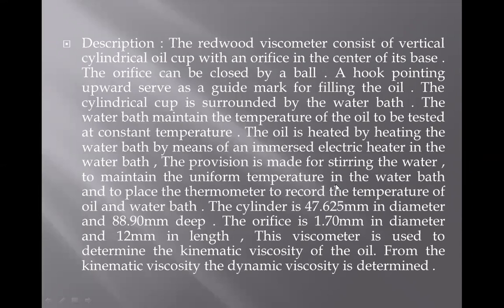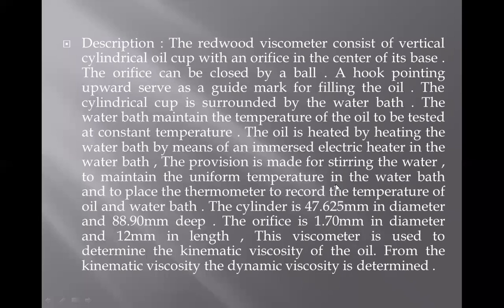Now, let us see the description of the figure. The Redwood viscometer consists of a vertical cylindrical oil cup with an orifice in the center of its base. The orifice can be closed by a ball. A hook pointing upward serves as a guide mark for filling the oil. The cylindrical cup is surrounded by the water bath. The water bath maintains the temperature of the oil to be tested at constant temperature. The oil is heated by heating the water bath by means of an immersed electric heater in the water bath.